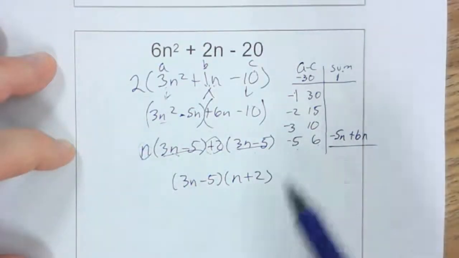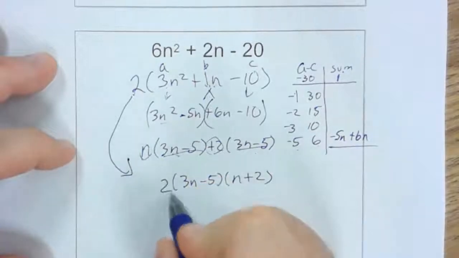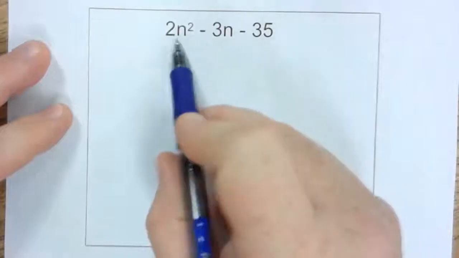Now don't go ahead and say this is your answer, because remember we had a 2 out here, so we got to bring that 2 all the way down and put the 2 out here, and this becomes our fully factored form. For our next example here, we're going to try to pre-simplify.